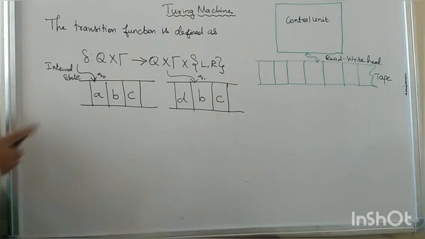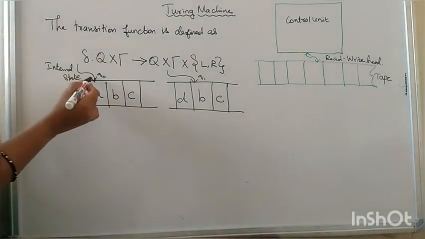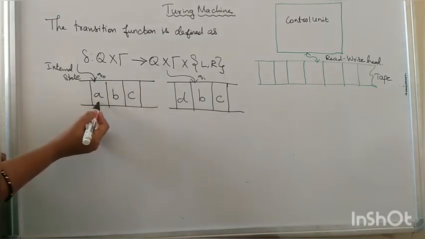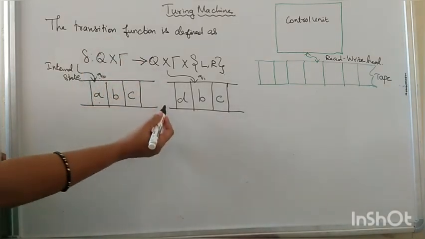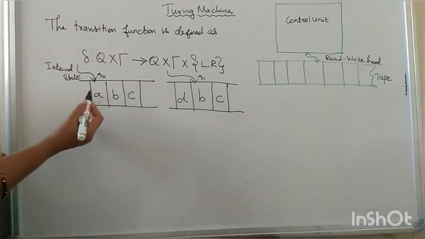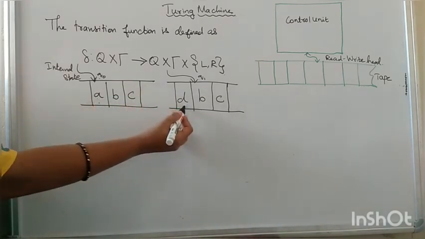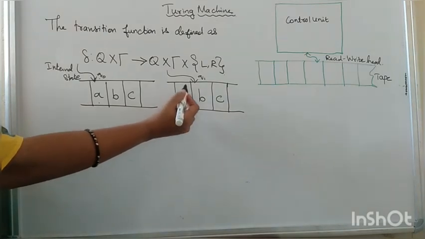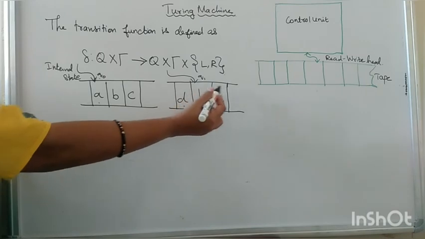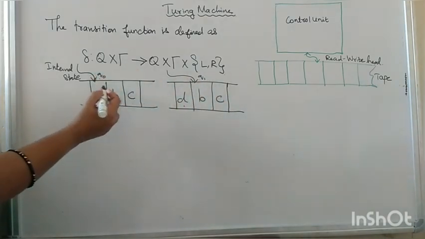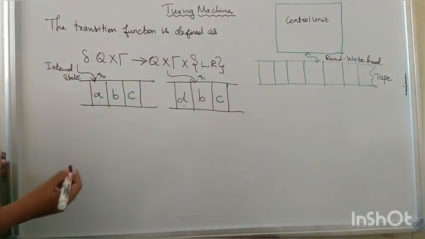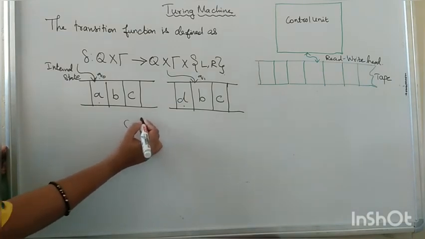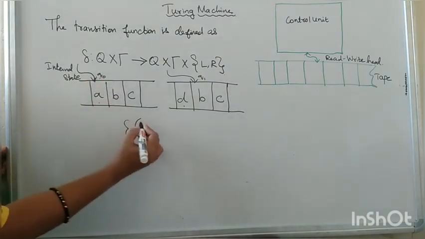So what's happening in this diagram is, initially your machine is in the state Q0, pointing to the tape symbol A. While applying the transition function, the tape symbol A is replaced by the symbol D, and your tape head is moved towards right, and at the same time your machine is shifted from the internal state Q0 to Q1. So we can define the transition as del of, what's the internal state here, Q0.